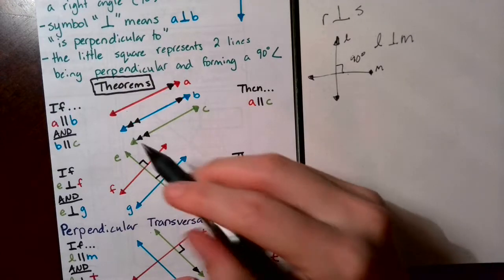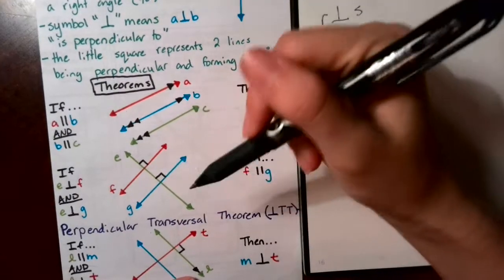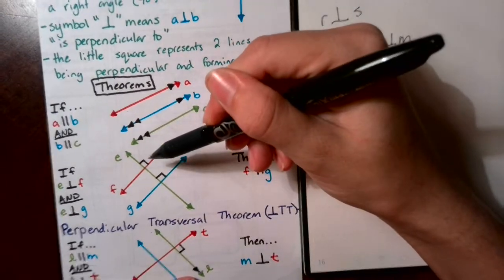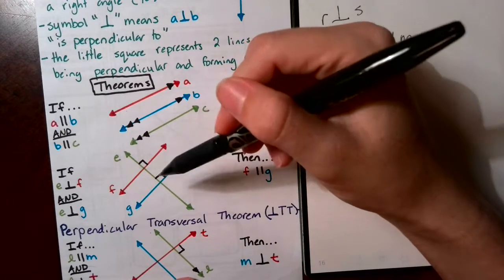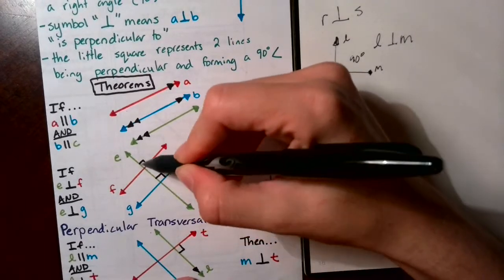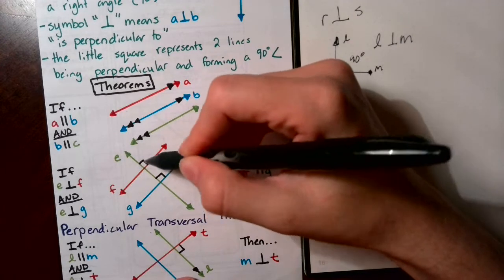cut by a transversal, what type of angle pair would they be right here? Let's work through our logic. Well, one's on the interior, one's on the exterior. They're on the same side of the cutting line. Well, it looks like they're in the same spot in a different group. So they must be corresponding angles.